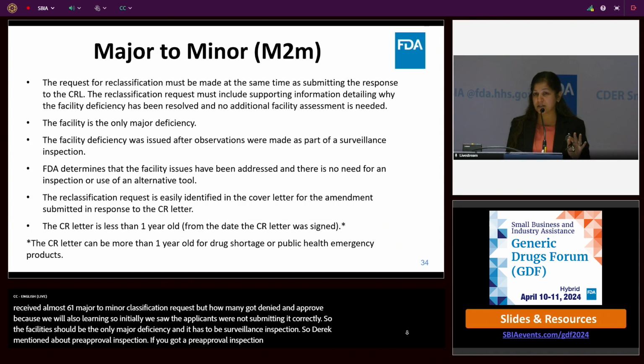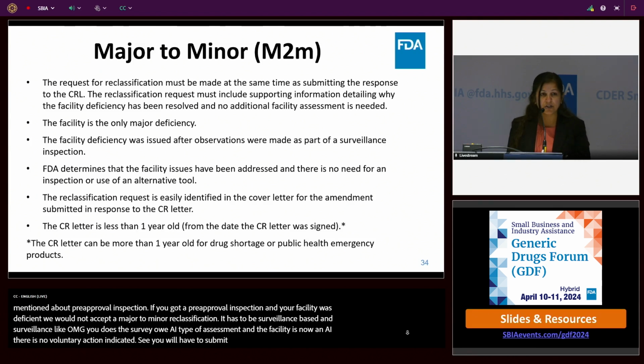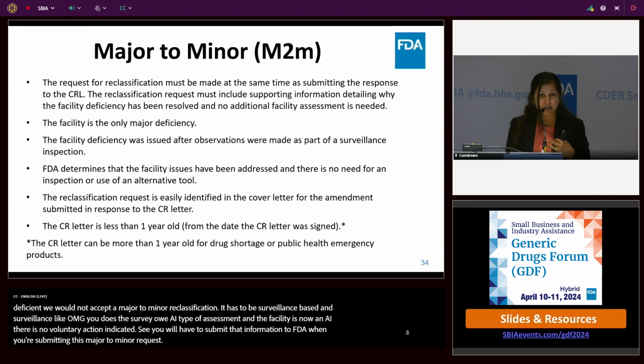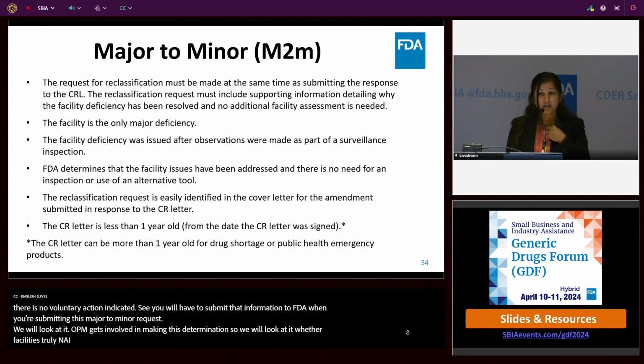It has to be surveillance based, where OMQ, the Office of Manufacturing Quality, does the surveillance OAI type of assessment, and they have determined that the facility is now NAI or VAI, no action indicated or voluntary action indicated. You will have to submit that information to FDA when you submit this major to minor request. We will look at it, and OPMA gets involved in making this determination. We will look at whether the facility is truly NAI or VAI, and your CR letter was a year old. It cannot be prior to that.